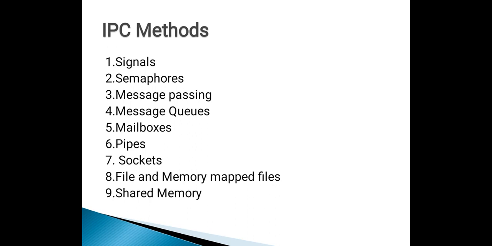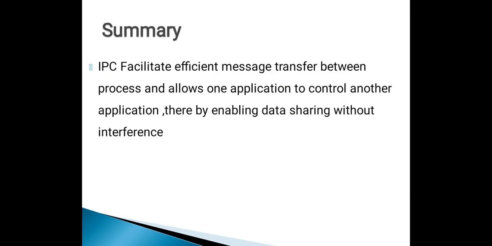Now we'll see different IPC methods or different types of IPCs. It has signal, semaphores, message passing, message queues, mailboxes, pipe, sockets, file and memory mapped files, and finally shared memory. Now we'll see the summary of interprocess communication. So IPC facilitates efficient message transfer between processes and allows one application to control another application, thereby enabling data sharing without any interference.